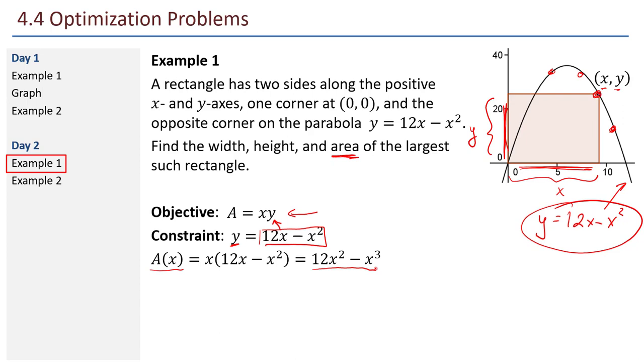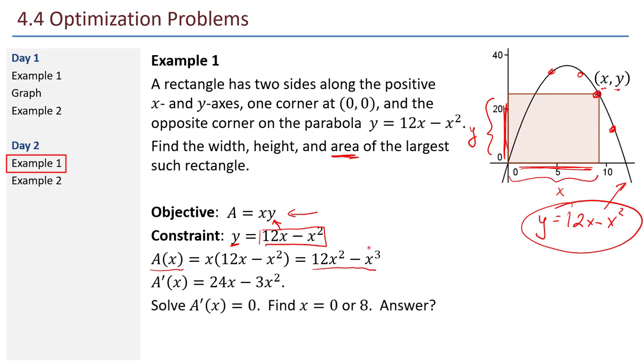Now what do I want to do? Right, we'll take a derivative of A. So A prime, turns out, is 24x minus 3x squared. Now what? Let's figure out where A prime of x equals 0. We'll solve A prime of x equals 0. Now I have here that it says that the answer is either 0 or 8. Let's just check that to be sure.